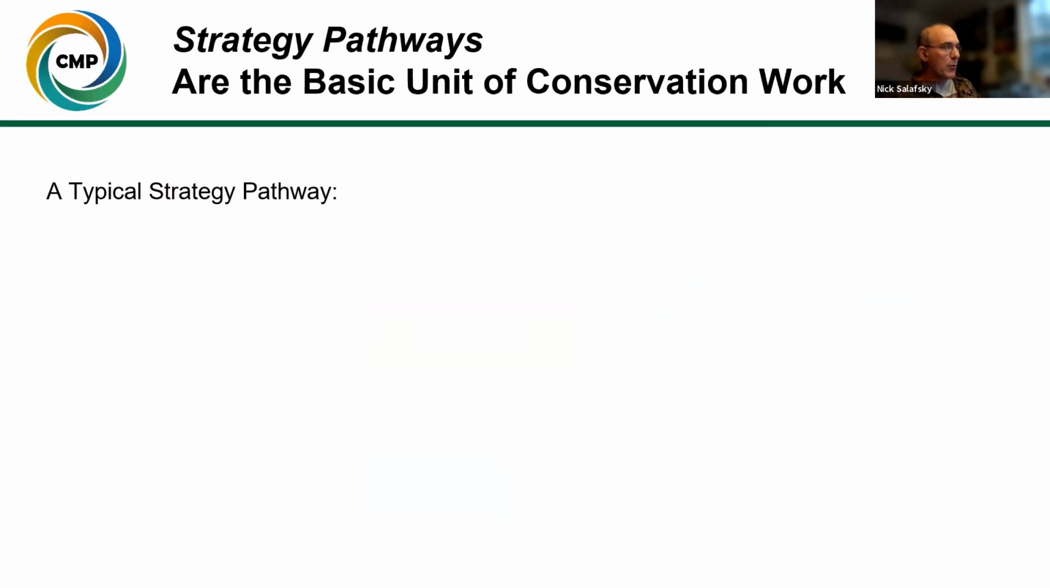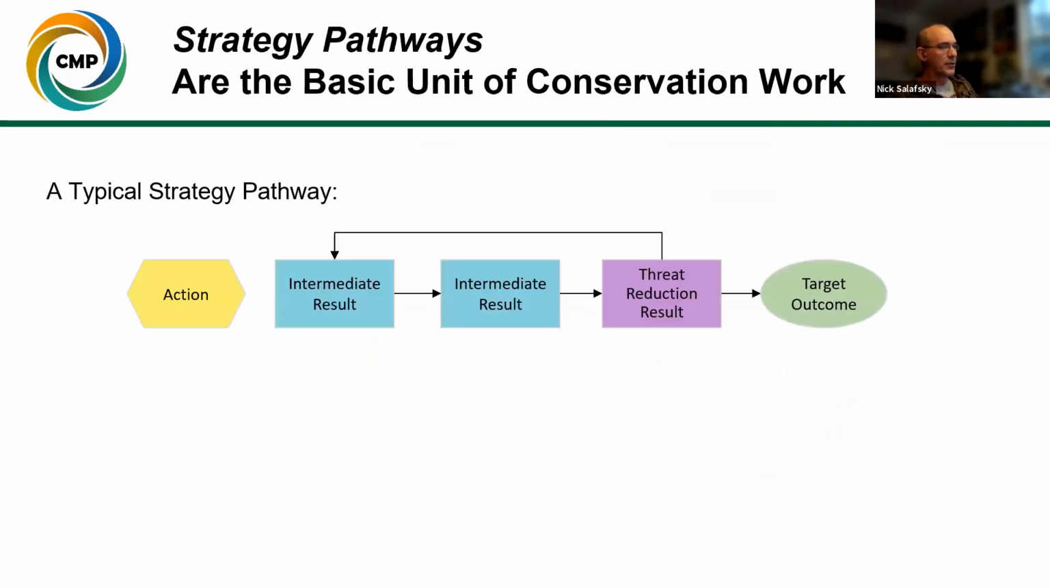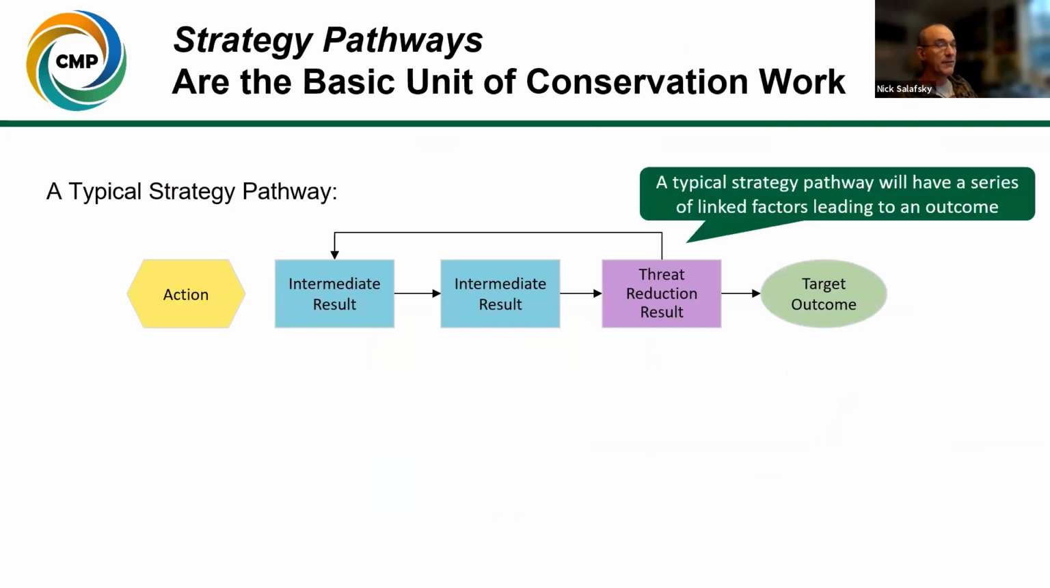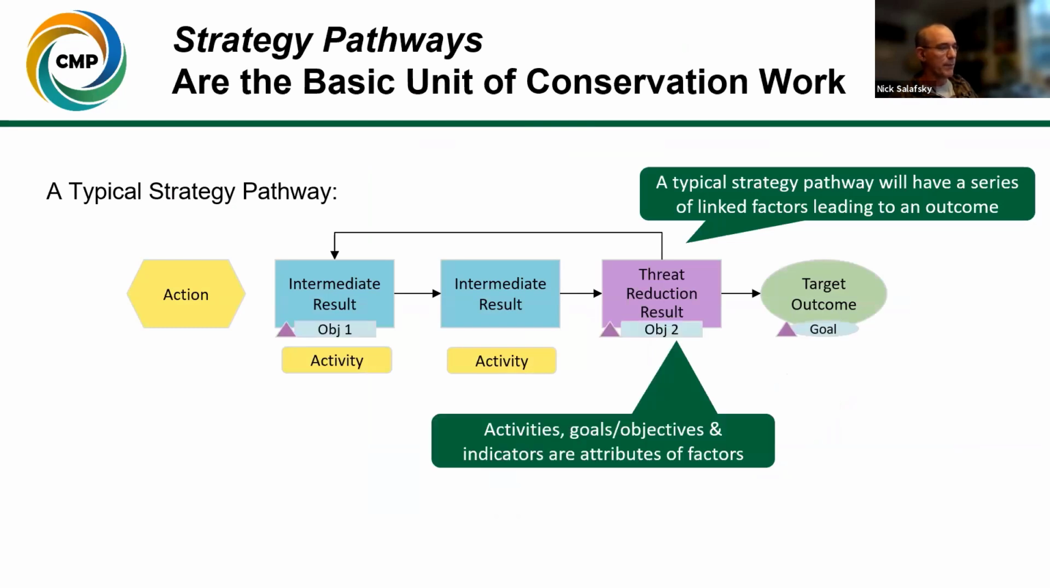As you probably know, but as is changing, the basic unit of conservation work is a strategy pathway. So it's an action that people are taking to reach some outcome. There's some intermediate results, and then you get a threat reduction result. And it's a series of linked factors leading to an outcome. You're going to have a bunch of activities, and then you're going to have a bunch of goals and objectives that you're going to track as well. And so there are attributes of factors. So that's really the basic unit of conservation work.